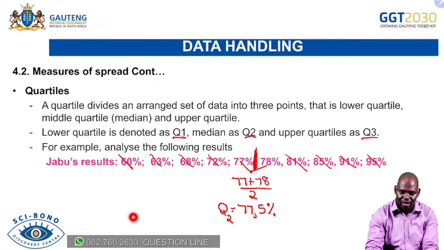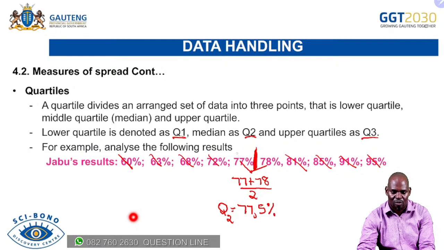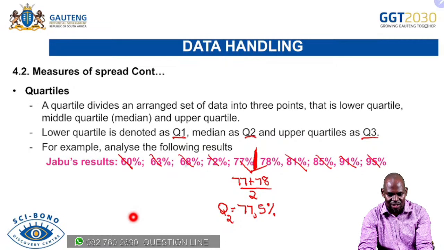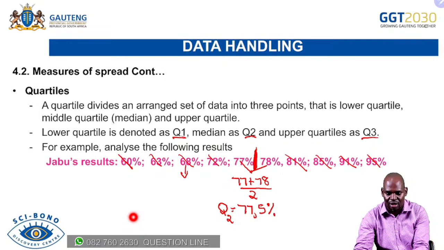Now we have to check that our median is between 77 and 78. Now we need to check how many values we have on the left hand side. We've got 1, 2, 3, 4, 5, and then on the right hand side we've got 1, 2, 3, 4, 5. Okay, now how do we determine quartile 1? Quartile 1 is the number that is in the middle of the values on the left hand side of the median. The middlemost number here is 68, and then on the right hand side of the median we've got 78, 81, 85, 91, and the 5, we also have 5.